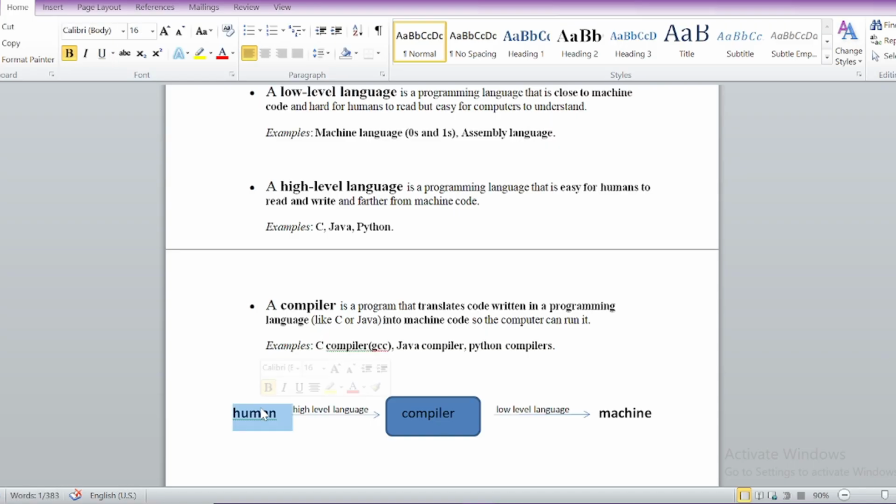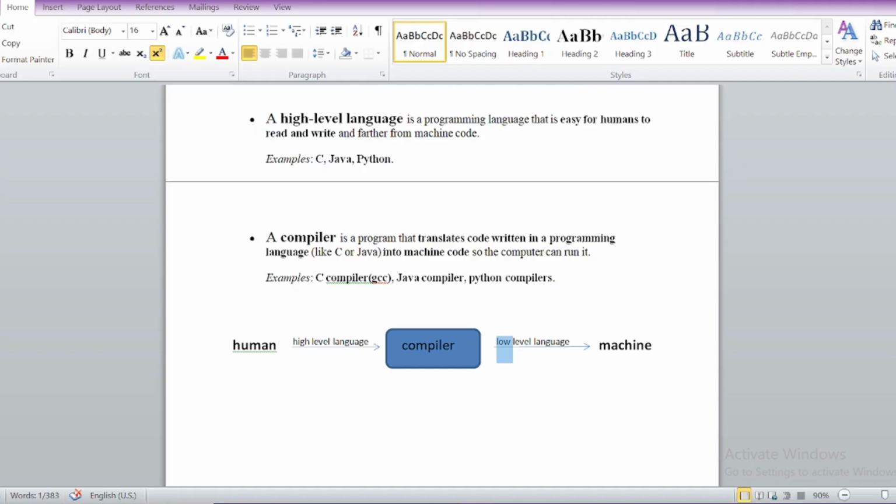So humans write the code in high level language and this high level language is sent to the compiler. Here the compiler compiles the programming language and gives out the respective low level language so that a machine can understand it and execute the task. So in this way a programming language works, and this is the necessity of learning a programming language.